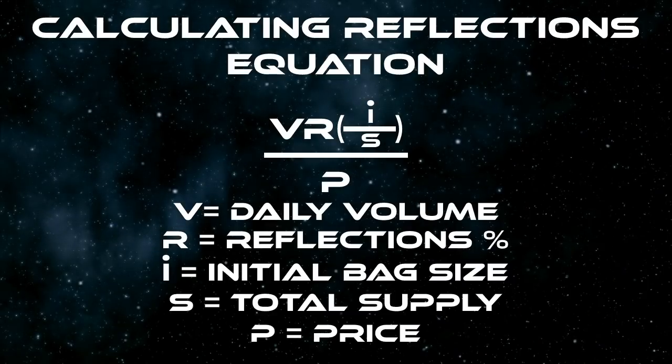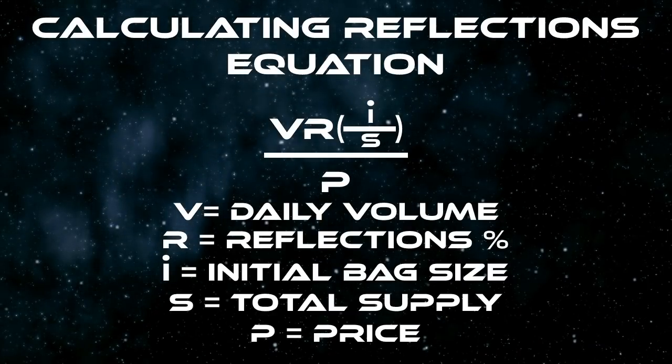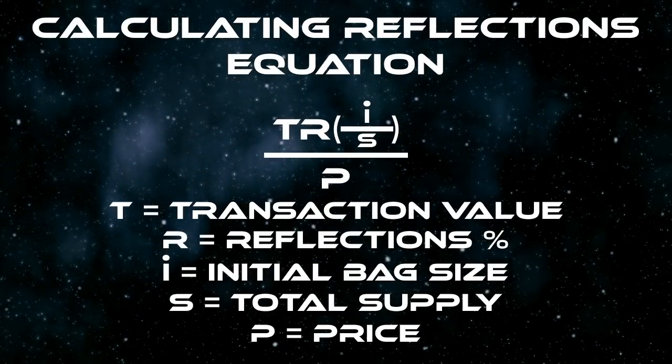So by calculating with daily volume rather than by per transaction, you are actually calculating fewer reflections than you would actually be receiving. To change our equation to be more accurate, we would need to switch out the V for volume with a T for transaction value. Then the equation could be used to determine reflections after one transaction rather than one day's worth of volume.